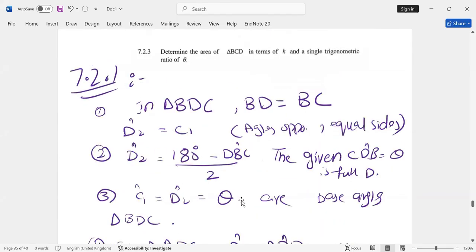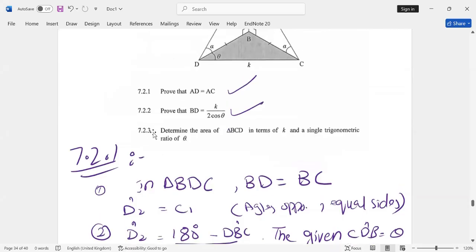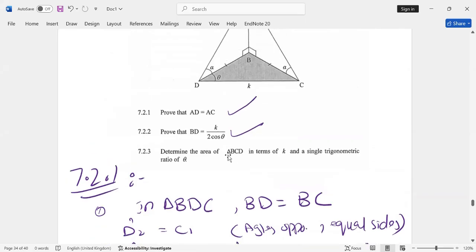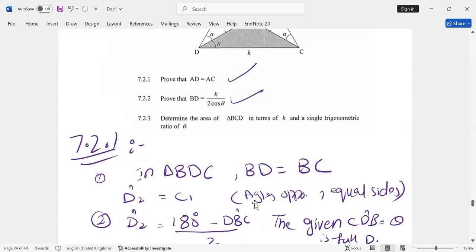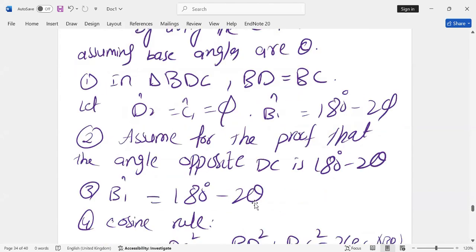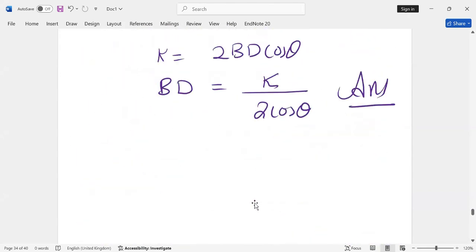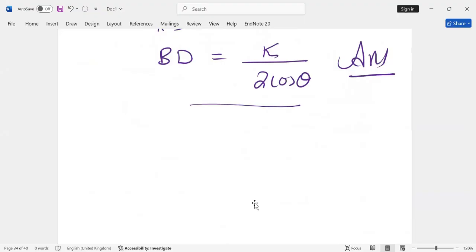So this is the second question, okay? So now the third question is 7.2.3. Determine the area of triangle BCD, this is the shaded area, in terms of K and a single trigonometric ratio of theta, right? So now we have 7.2.3, okay?